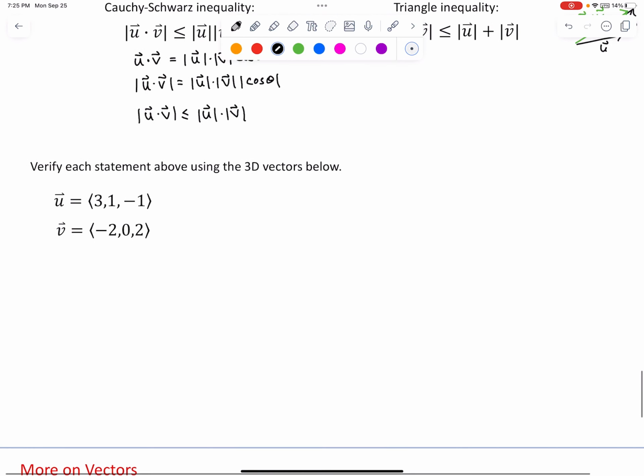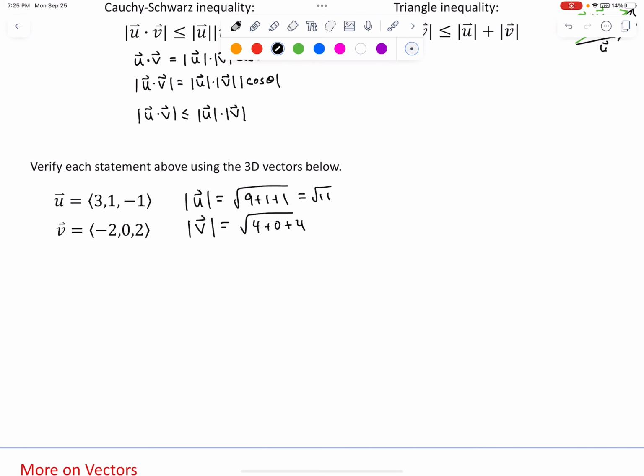All right, let's begin with the Cauchy-Schwarz inequality. Let's find the magnitude of each vector separately. So the magnitude of vector u will be equal to the square root of, and then square the components, so we have 9 plus 1 plus 1, and we get radical 11. Now the magnitude of the vector v will be the square root of 4 plus 0 plus 4, so we get radical 8. Now let's do their dot product. U dot v will give us a scalar, and that scalar will be 3 times -2 is -6, plus 1 times 0 is 0, and then plus -1 times 2 is -2, and that gives me -8.